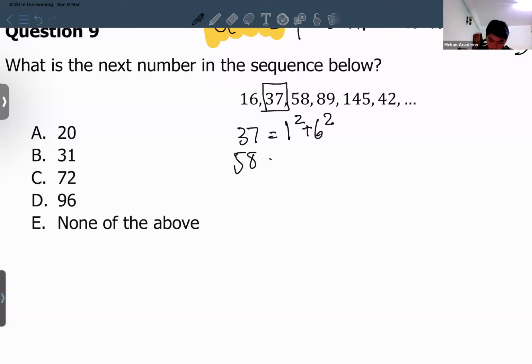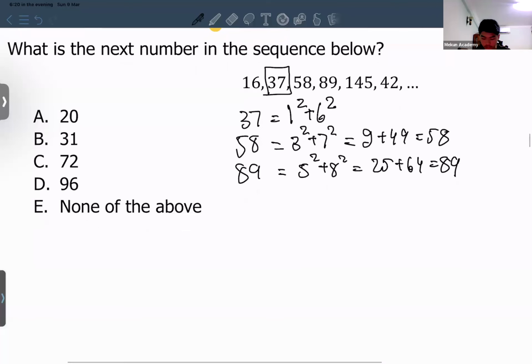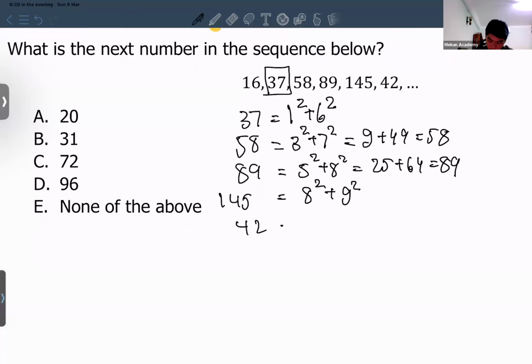58 should equal 3 squared plus 7 squared, which is 9 plus 49, equals 58. 89 equals 5 squared plus 8 squared, which is 25 plus 64, equals 89. So from these two terms, we can say that it's true, and you can assume it's true for everything. So 145 equals 8 squared plus 9 squared. 42 equals 1 squared plus 4 squared plus 5 squared.